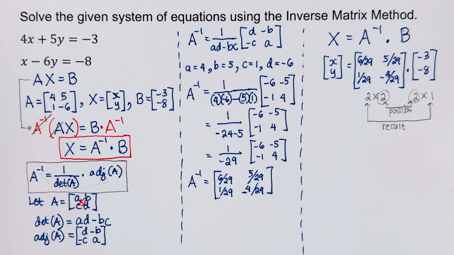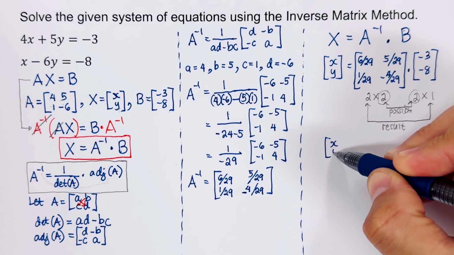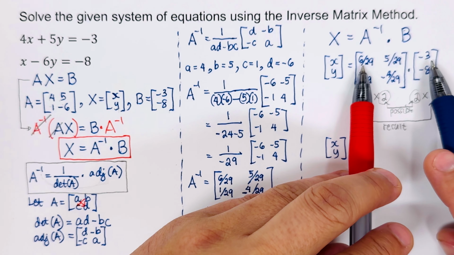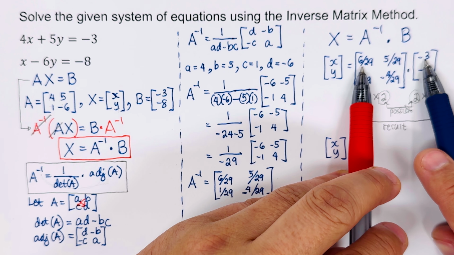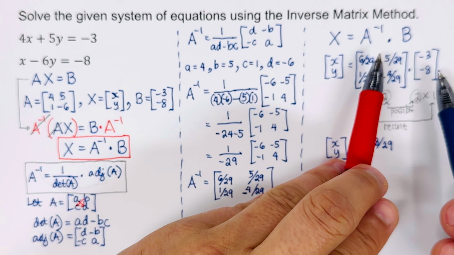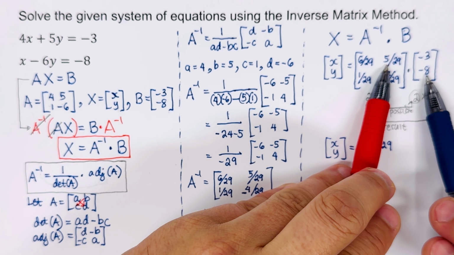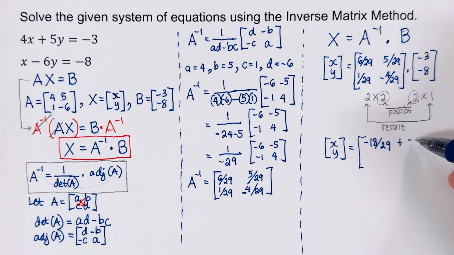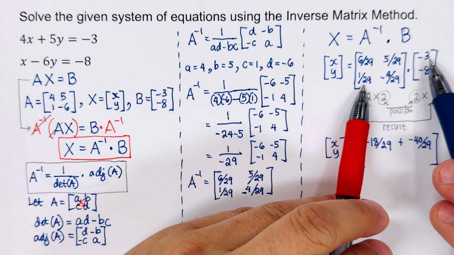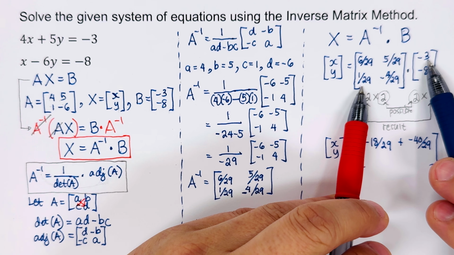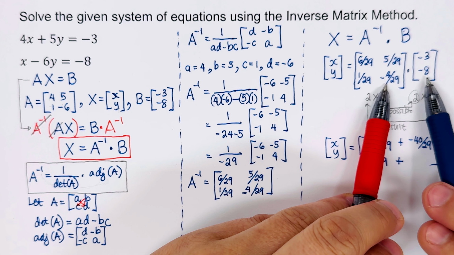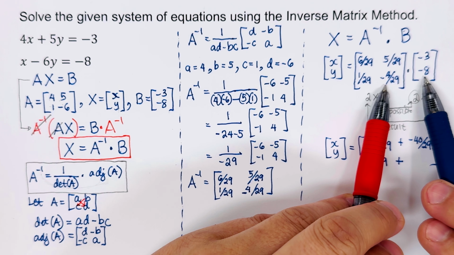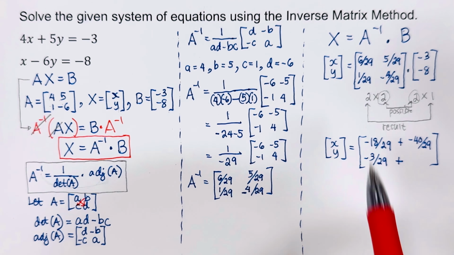So let's multiply these two matrices together. We multiply 6 over 29 times -3, so that is -18 over 29. And we multiply 5 over 29 times -8, and that is -40 over 29. Then we have 1 over 29 times -3, which is -3 over 29. And we also have -4 over 29 times -8, which is +32 over 29.